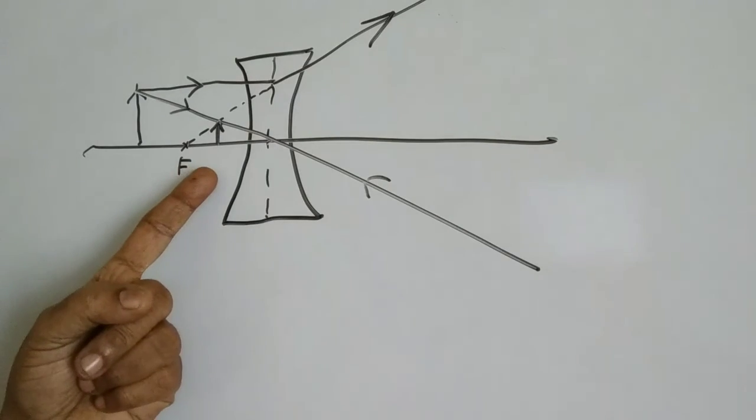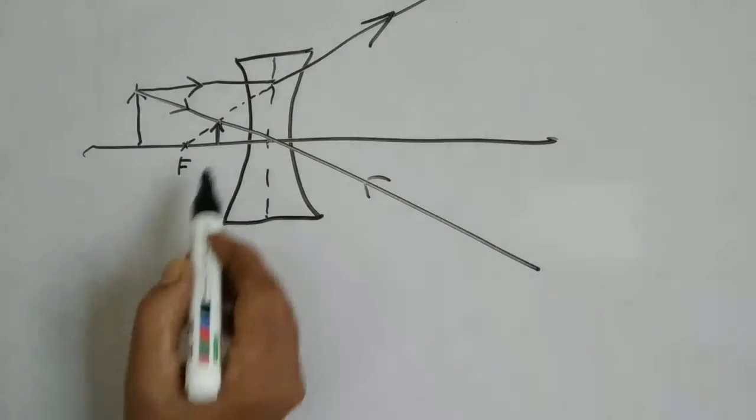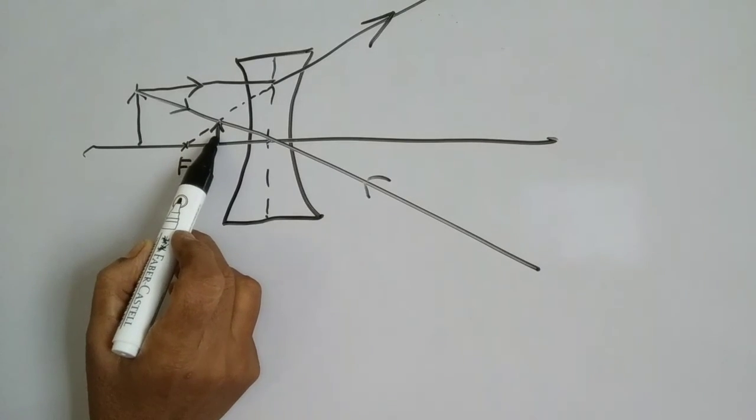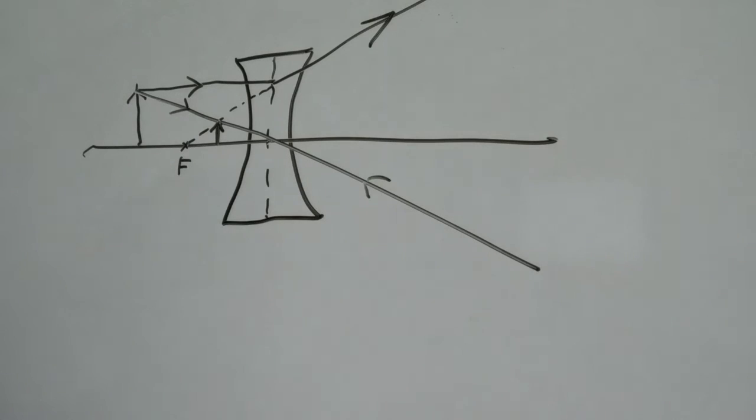This is also a virtual erect image, formed not by the actual intersection; we only made them to intersect. As a result, we get an image here. And for all positions, wherever you place the object in front of the concave lens, you get the image, a virtual one, which is like this. Size is small always, and also virtual erect.